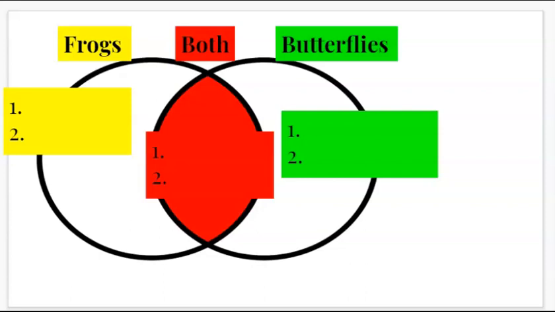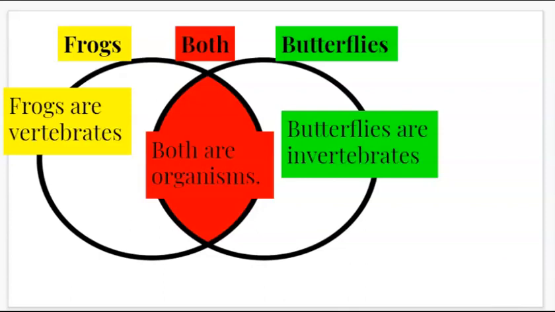Now that we've had a chance to watch a video on frogs and we've been learning lots about caterpillars and butterflies, let's do a Venn diagram and see what only frogs have, what only butterflies have, and maybe what both have. What do both frogs and butterflies have? Well, hopefully you said both are organisms.